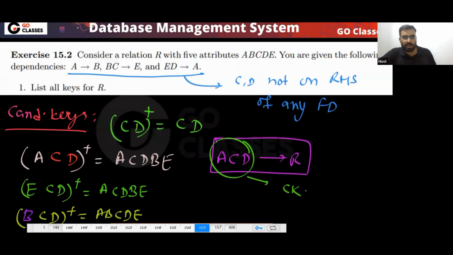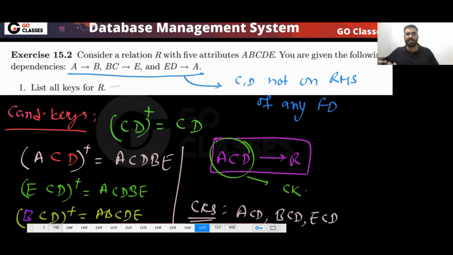Can we have a 4-attribute candidate key? No, because remember CD must be part of every candidate key. If you take 2 attributes, that will be a superset of a candidate key. So ultimately, what are the candidate keys in this question? Those are ACD, BCD, ECD. These are the candidate keys.